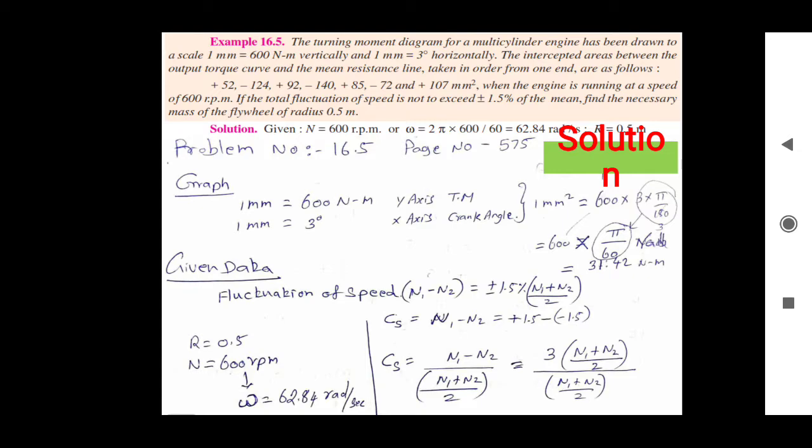Mainly we focus on the scale factors. Here, the scale factors play a vital role. Then Cs will play a vital role. Cs means the coefficient of fluctuation of energy.